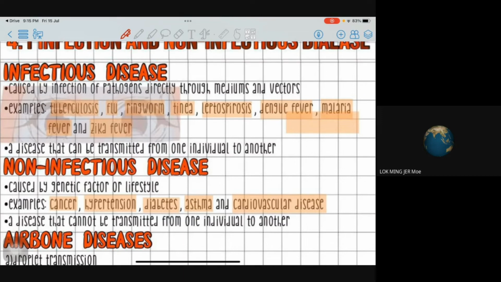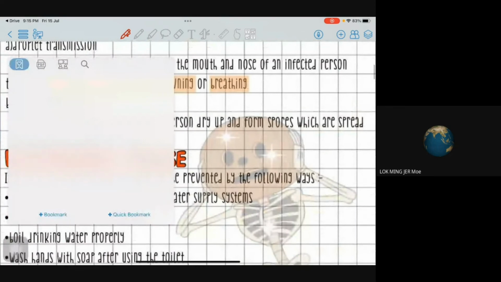And for non-infectious, for example, cancer. If you sit beside people who have cancer, will you get cancer also? No, because it's not infectious. And diabetes as well, and asthma, and cardiovascular disease also are not infectious. They cannot be transmitted, which means they cannot be transferred to another person. Okay, what is airborne?